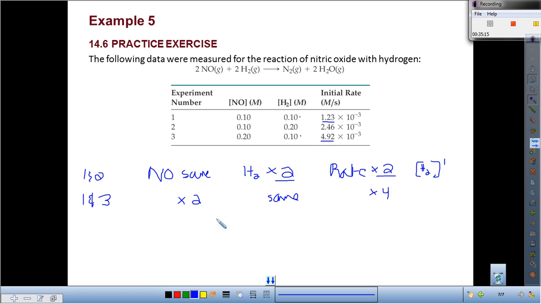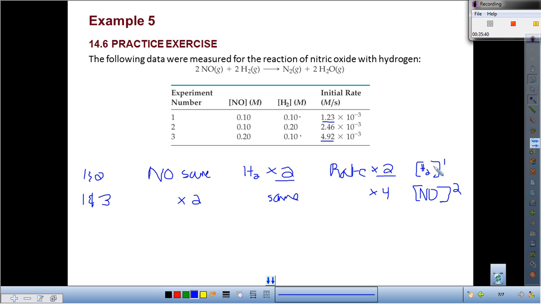So is this a no effect on the rate, a direct effect on the rate, or an exponential effect on the rate? It goes from 2 to 4, and 2 and 4 have an exponential relationship, so that tells me that NO is a second order reactant because it has an exponential effect on the rate.